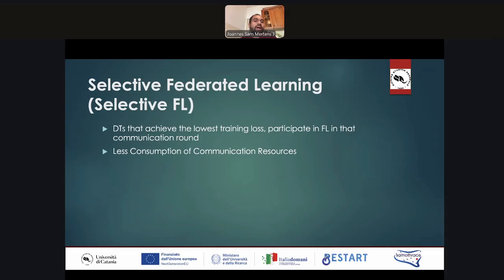So we were actually comparing with selective federated learning. In selective federated learning, instead of all the digital twins sending the model parameters, only the digital twins that have been performing well, that have been getting low training losses, participate in that particular federated learning communication round. So this will result in lesser consumption of communication resources.